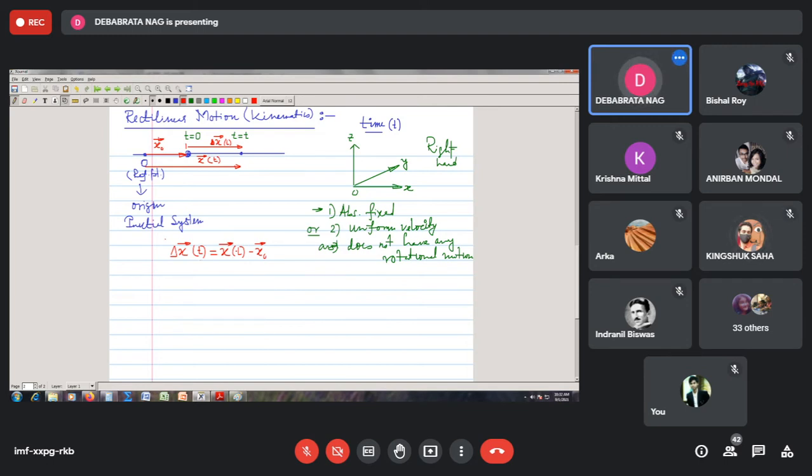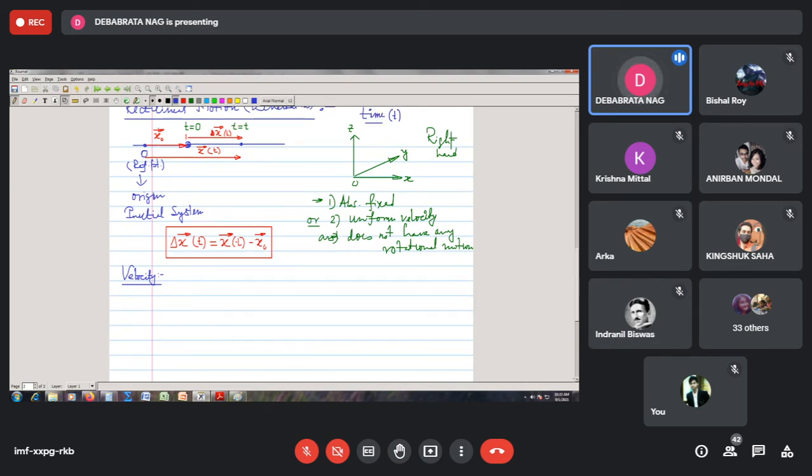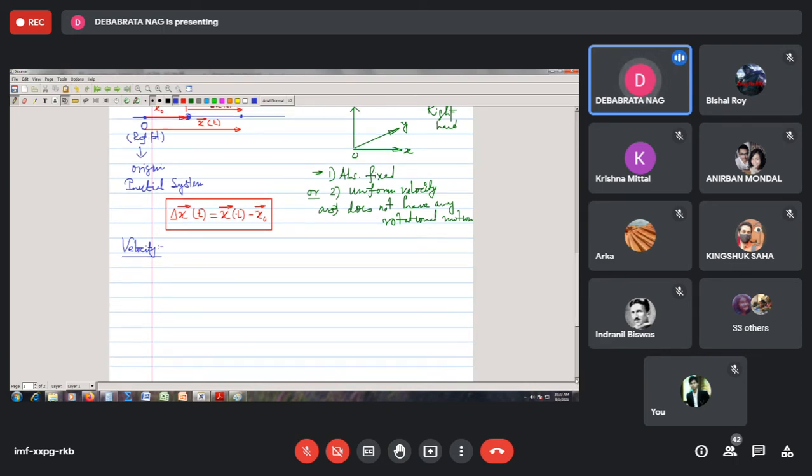If this is my displacement and this displacement is a function of time, then I define a concept which is termed the velocity. I'm quickly going through it because all these things are essential for us, but I will not waste much time discussing this. I'll just be recapitulating all your old concepts.